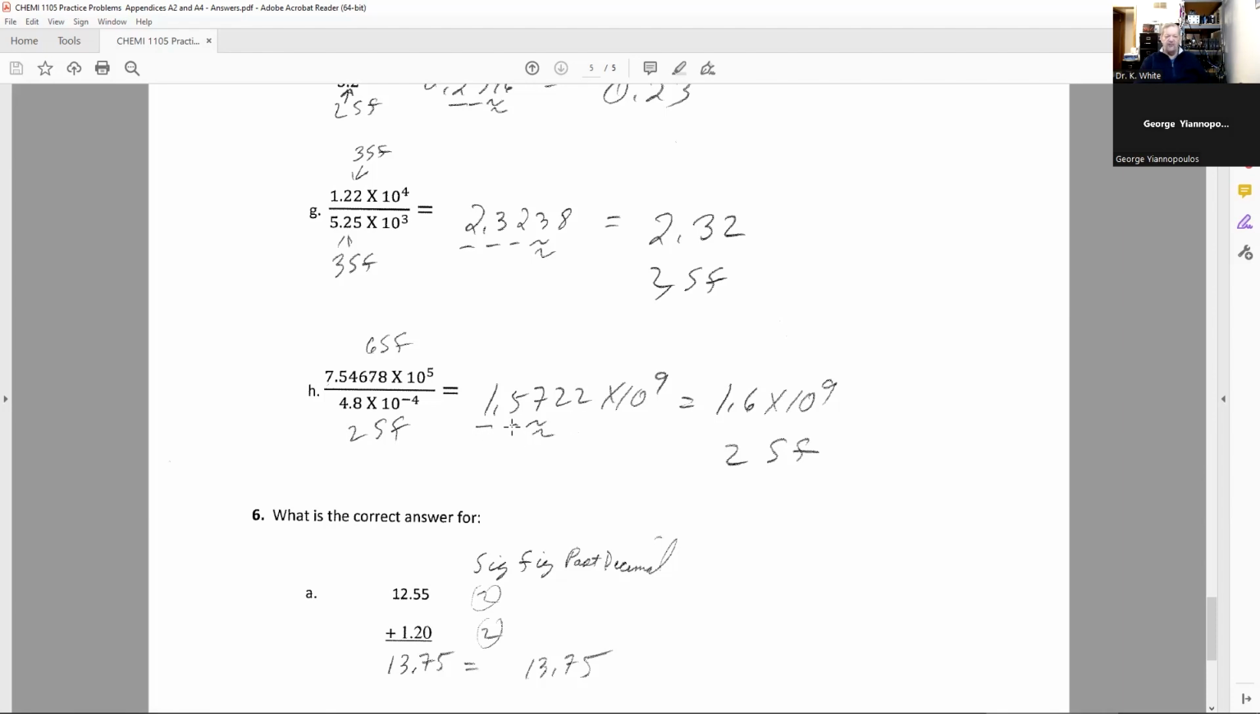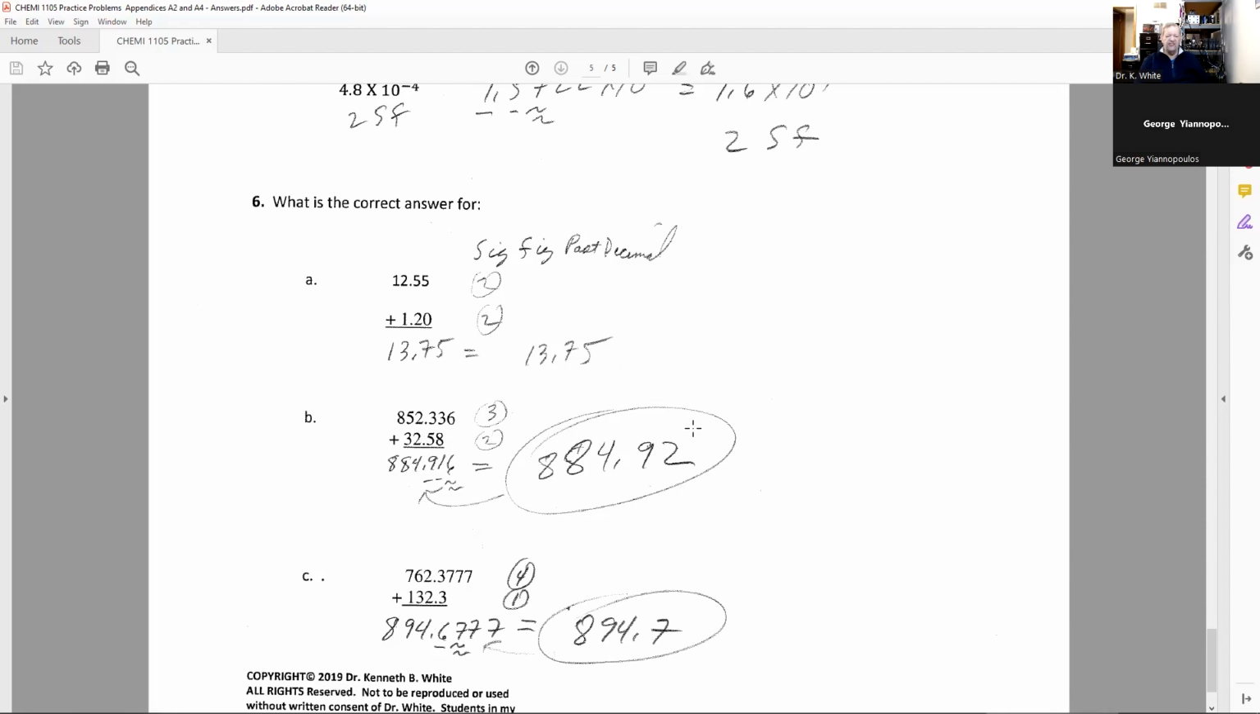Keep the 1, keep the 5. Use the 7 to round off. Is that 4 or less or 5 or higher? Hopefully you pick 5 or higher. Drop that into 2 2s. The number in front, 5, I increase by 1. So it's 1.6 times 10 to the 9.